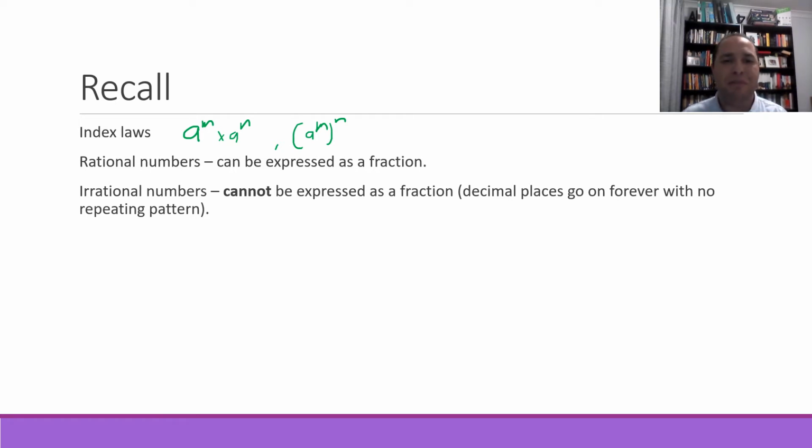So a rational number is any number that can be expressed as a fraction. So for example, 0.5, which is a half, 0.3 recurring, 1/3. Even 4 is 4/1. That's still a fraction. Irrational numbers cannot be expressed as a fraction. So the decimal place values will go on and on forever with no repeating pattern. An example of that will be something like pi. And we'll actually go over some more examples in this lesson.